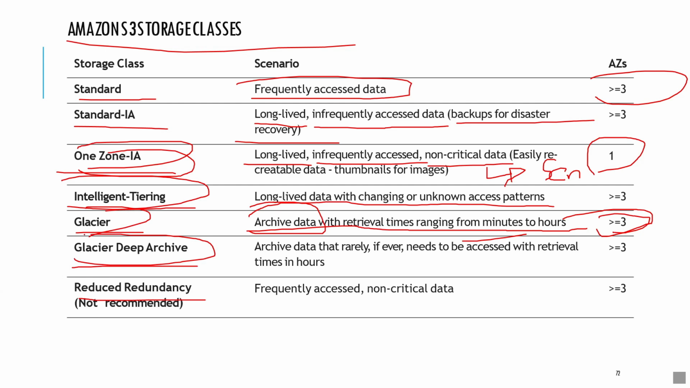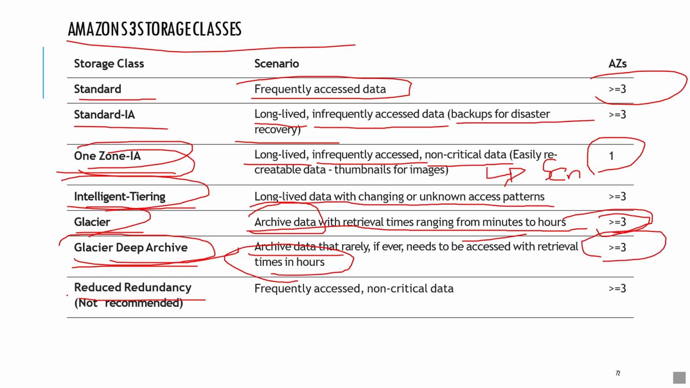Glacier Deep Archive. This is for archive data that we use very rarely, and the retrieval time is in hours. We can go for Glacier Deep Archive when we want to access our archive data very rarely. The retrieval time is in hours, and it is also available in more than 3 availability zones.